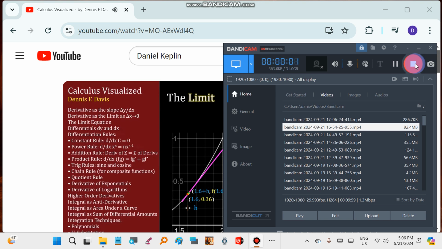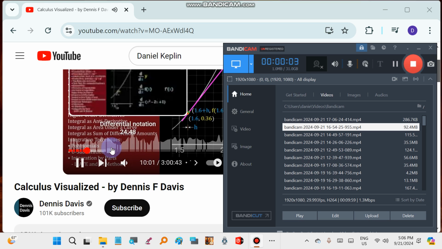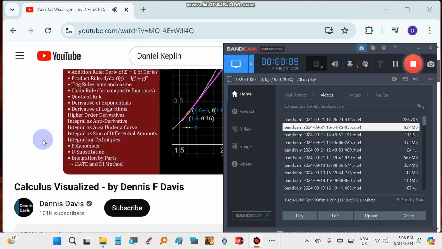minus the x-coordinate at red, 1.6. The denominator, delta x, looks pretty easy to simplify. 1.6 plus h minus 1.6 is simply h. This makes sense. We chose h over here to be delta x.